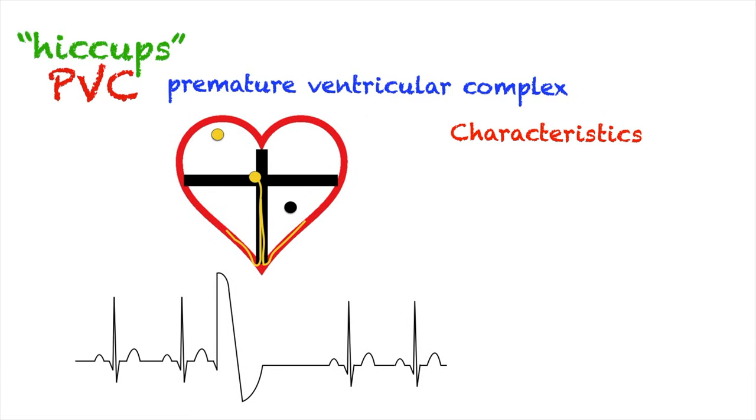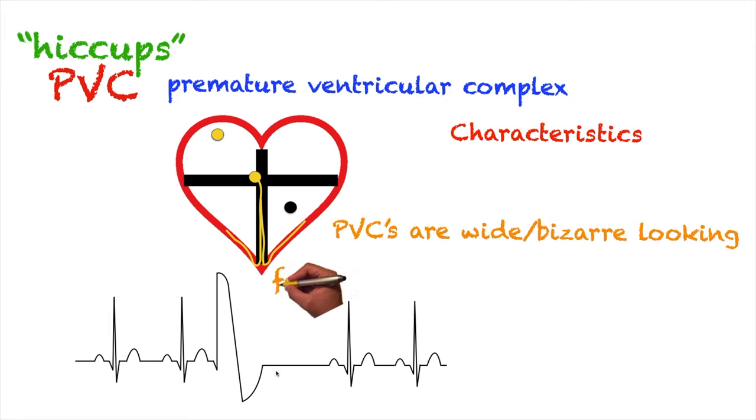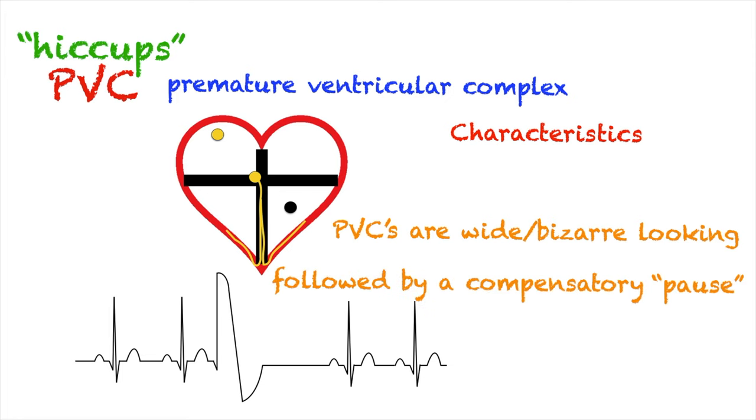Your PVCs are usually wide and bizarre looking, as you can see right over here. Another characteristic of a PVC is that usually these are followed by a compensatory pause right over here. The pause allows the underlying rhythm to continue again at its normal rate, as if the PVC never occurred. So the way you're going to interpret your EKG with premature complexes is that you look for the compensatory pause. When you find the pause, you go back to the rhythm prior to the pause. If you see a bizarre looking QRS complex that fired early, this indicates a PVC.